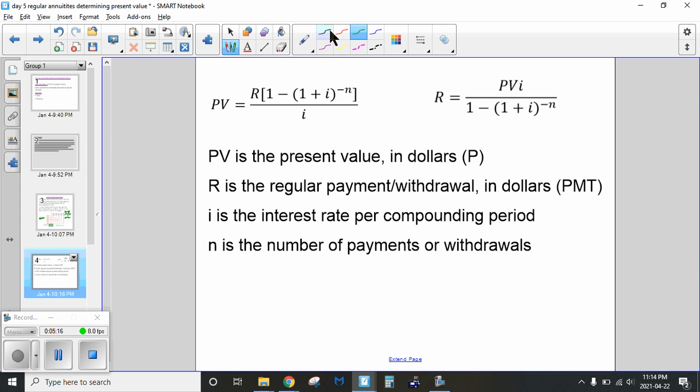Alrighty, so one thing just to make note of here in both of these equations, the exponent is negative n, so we're going to be careful to put it properly together in our equation with a negative sign.